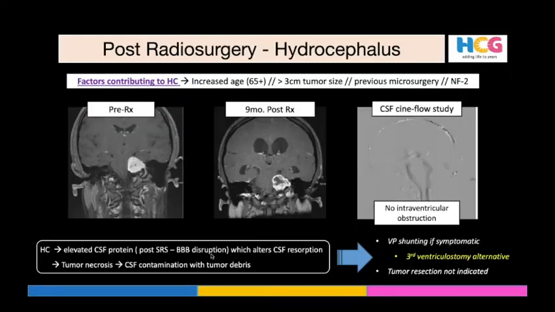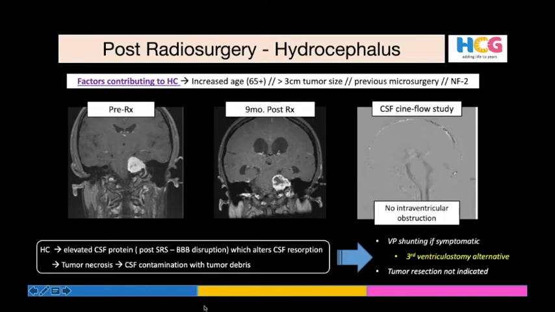Now, you need to keep in mind this particular complication post-radiosurgery, which is hydrocephalus. Please understand that hydrocephalus can also be seen in the normal vestibular schwannoma patient, but the factors which actually contribute post radiosurgery are increased age, typically lesions more than 3 centimeters, and specifically more if this lesion has recurred post microsurgery, and those patients with NF2. This happens because of elevated CSF protein, which alters CSF resorption.